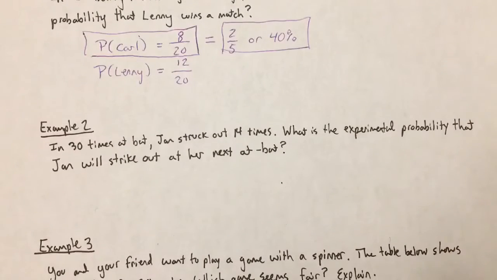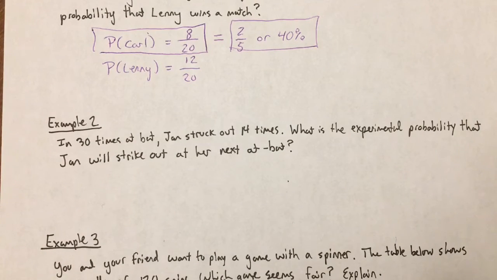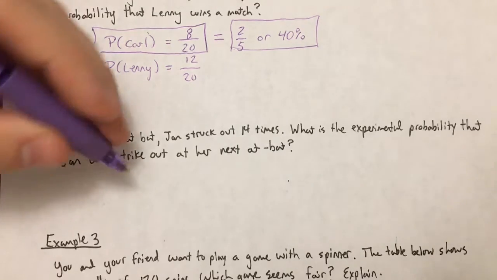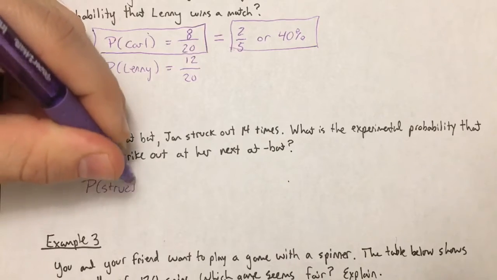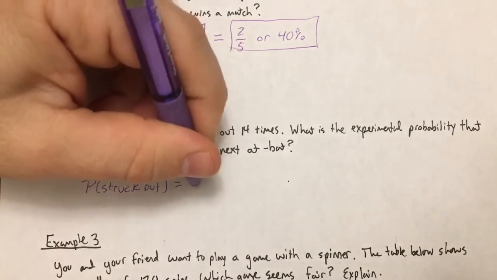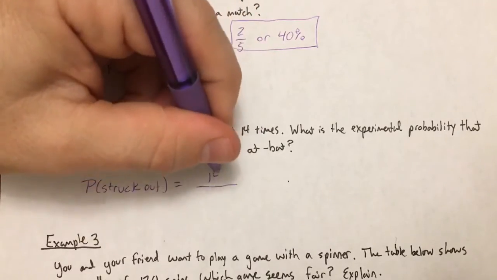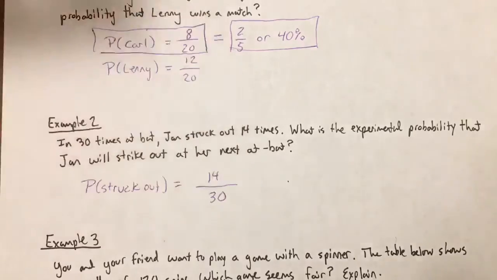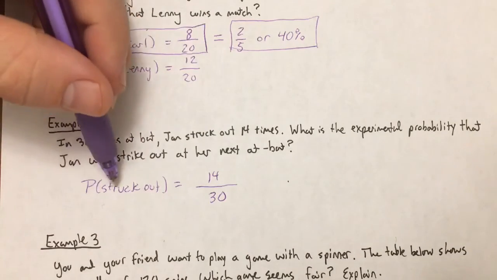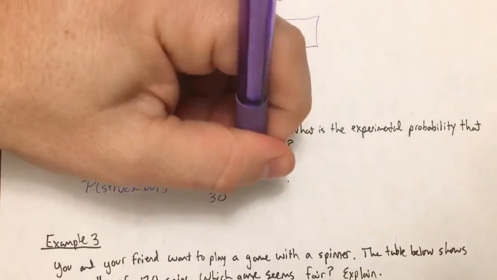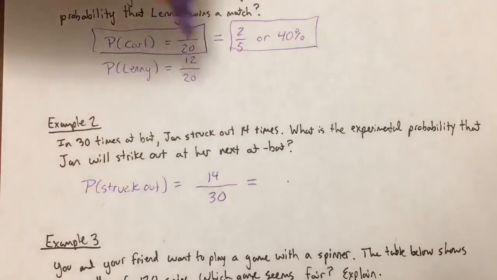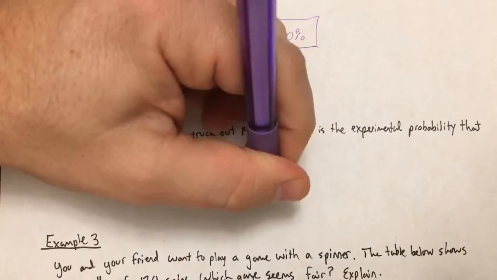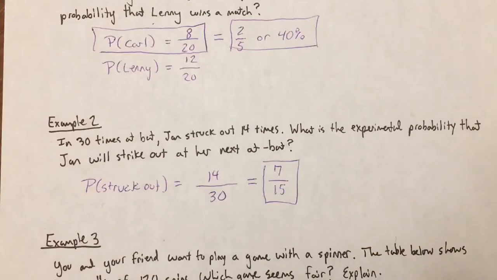So that would be your answer for example 1. Let's move on and take a look at example number 2 now. In 30 times at bat, Jan struck out 14 times. So what is the experimental probability that Jan will strike out at her next at-bat? So this is dealing with a certain number of trials. The probability that Jan struck out is the number of times she struck out compared to the number of times that she was at bat, which would be 30. So her experimental probability of striking out would be 14 out of 30. Or we can reduce that down, and that would give us an answer of 7/15. And that would be your answer for number 2.